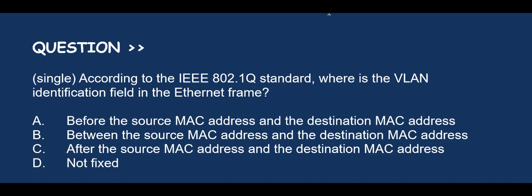The next question is, according to IEEE 802.1Q standard, where is the VLAN identification field in the Ethernet frame? The options are option A, before the source MAC address and destination MAC address, option B, between the source MAC address and the destination MAC address, option C, after the source MAC address and the destination MAC address, option D, not fixed. This is the test question. All you need to do is to answer it in the comment.